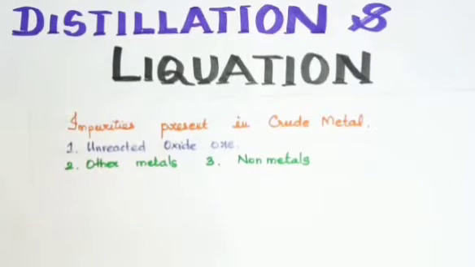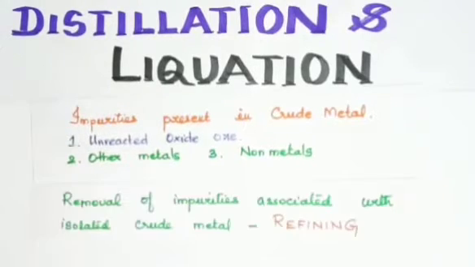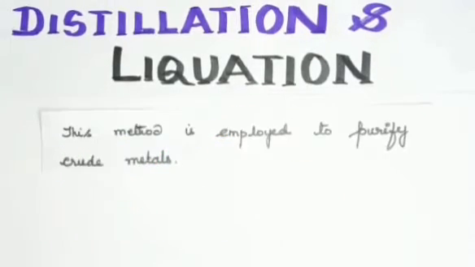Generally, the metal extracted from its ore contains some impurities such as unreacted oxide ore, other metals, and non-metals. Removal of impurities associated with the isolated crude metal is called the refining process. Let us discuss distillation and liquefaction methods. This method is employed to purify crude metals.